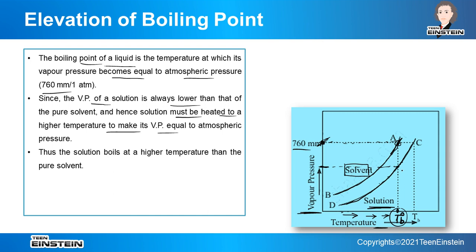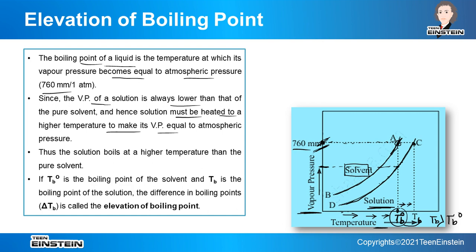So that means now you have to move further towards the right hand side. From TB naught, now you have to increase the temperature up to TB, and at the point TB, the line CD is meeting this point, 760 millimeter. So now boiling is possible. That means TB here is greater than TB naught. TB is greater than TB naught. So that is why it is elevation of boiling point. So now the solution will boil at a higher temperature compared to pure solvent.